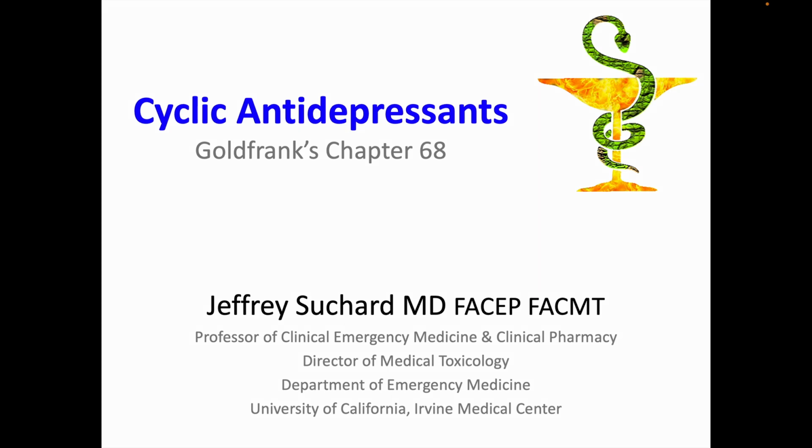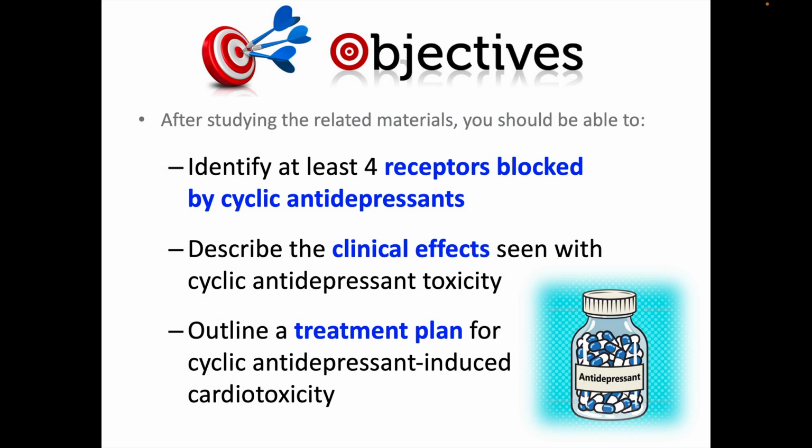This time we're going to be discussing cyclic antidepressants, correlating to Chapter 68 in Goldfrank's Toxicologic Emergencies. The learning objectives for this video are that once you've studied the related materials, you should be able to identify at least 4 receptors blocked by cyclic antidepressants, describe the clinical effects seen with cyclic antidepressant toxicity, and to outline a treatment plan for cyclic antidepressant-induced cardiotoxicity.